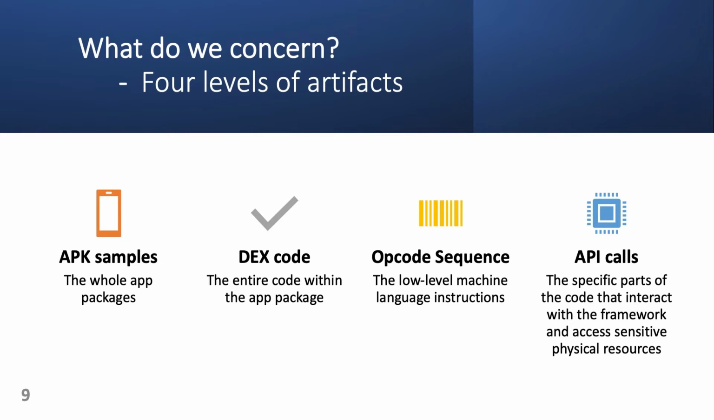And the third one is the OP code sequence. That means the low-level machine language instructions. And the last one is the API calls. That means only the specific parts of the code that interact with the framework and access sensitive physical resources.